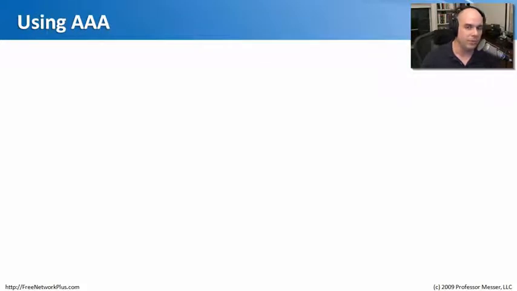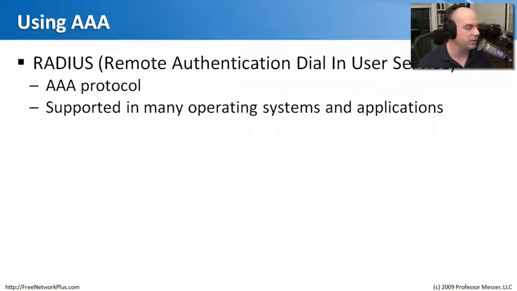If you want to use AAA, we usually do this through a couple of different well-known methodologies. One is called RADIUS. RADIUS stands for Remote Authentication Dial-In User Service. It uses a AAA methodology so that it can be supported across many operating systems and many applications. If you are logging into the network remotely, you may be putting in a username and password, and it may be using the RADIUS protocols to allow you access into the network.